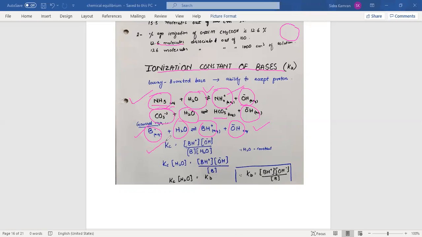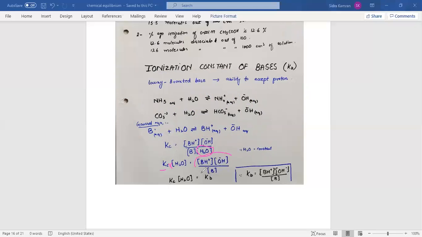Write its equilibrium constant expression, products in the numerator, reactants in the denominator. In the same way, water is taken in excess, that's why water is considered a constant. So water is constant in this reaction because water is taken in an excess amount. So there is no measurable change in its concentration. So here the water is in the denominator. On the other side of the equation, it will be multiplied with the equilibrium constant.